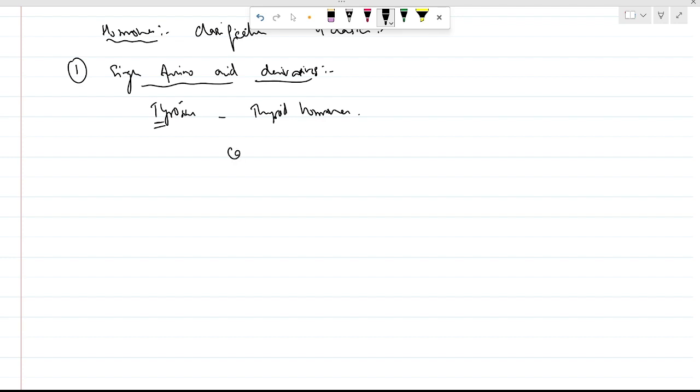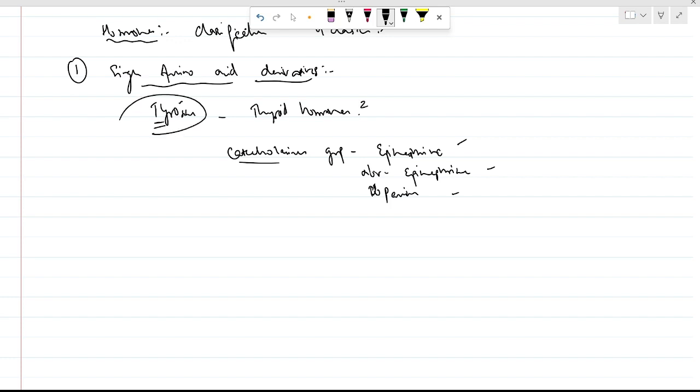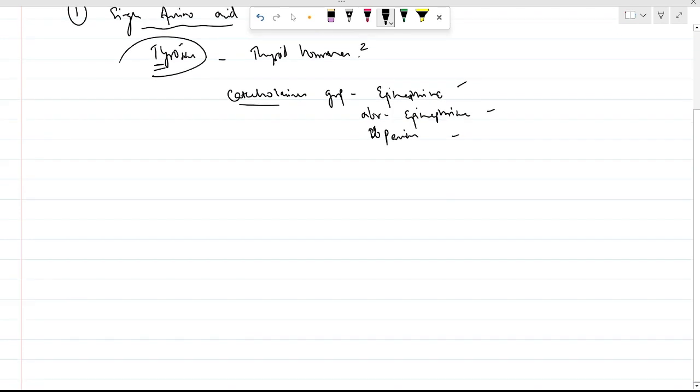Also, the catecholamines group, which are the hormones epinephrine, norepinephrine and dopamine. This catecholamines group, epinephrine, norepinephrine and dopamine are derived from this tyrosine. Also, the thyroid hormones are derived from tyrosine amino acid.